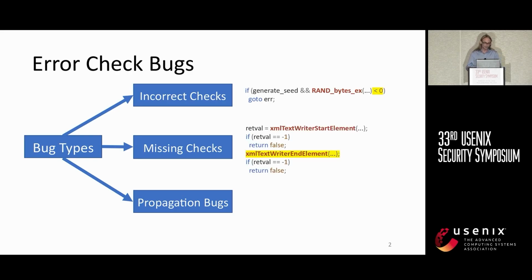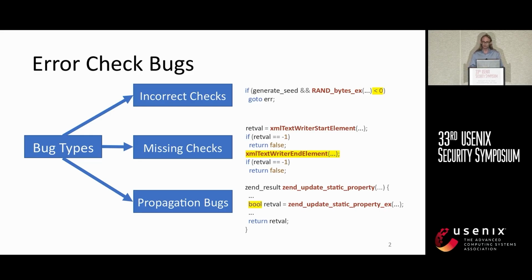Second example for missing check is this snippet of code in which we have two function calls, XML start element and XML end element. But notice that the second if check doesn't actually do anything because the assignment of redfall is missing. Finally, propagation bugs. These occur when we have different data types to propagate errors with, but the valid values between the two types differ. So when an implicit or explicit cast happens, the propagation is incorrect, and so any error checking that uses these values can be incorrect.